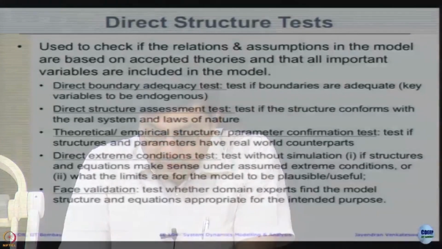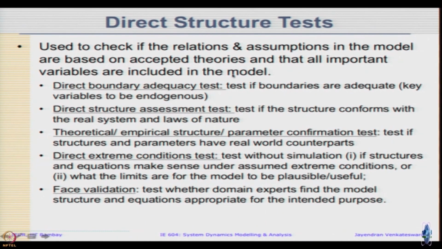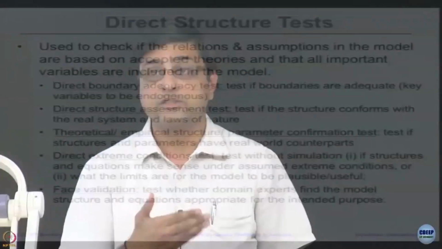Direct structure assessment test: if the structure conforms with the real system and laws of nature, if any. For example, when deaths occur, population has to reduce; when births occur, population has to increase. So, those kinds of laws of nature have to be abided by. If births fall to 0, then population should not increase. It is good to check all those relations within the model. That is what we mean by the direct structure assessment test.